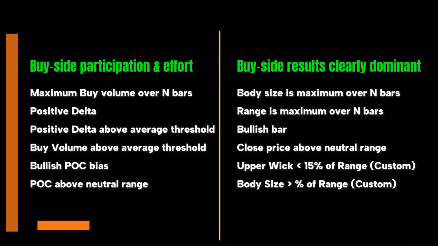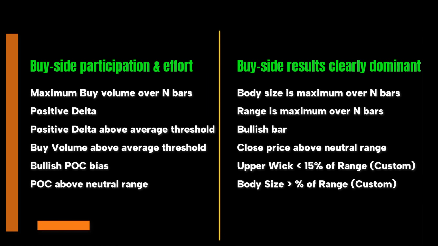First, the system evaluates buy-side effort through the following conditions. The candle must have the maximum buy volume over N bars. It must show positive delta. Positive delta must exceed the average threshold. Buy volume must exceed the average threshold. There must be a bullish POC bias, and the POC must be above the neutral range. When these conditions are met, strong buy participation is confirmed.